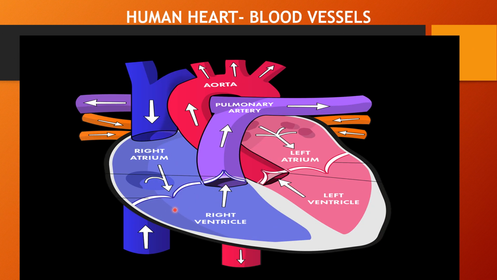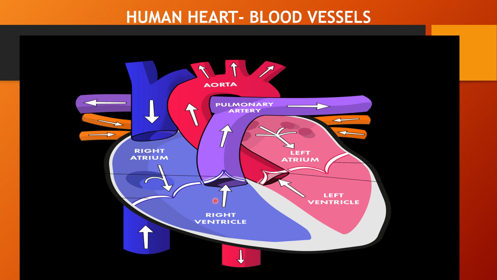This is to explain the internal structure of the heart, and also we'll discuss what the blood vessels connected to the heart are. The human heart has 4 chambers: 2 upper chambers which are called atria, also called auricles (singular, atrium), and lower chambers called ventricles. So this is the right atrium, this is the left atrium, this is the right ventricle, and this is the left ventricle.